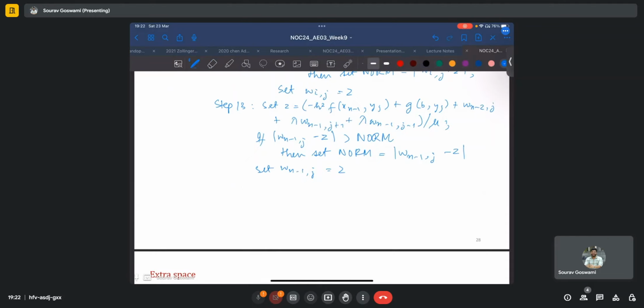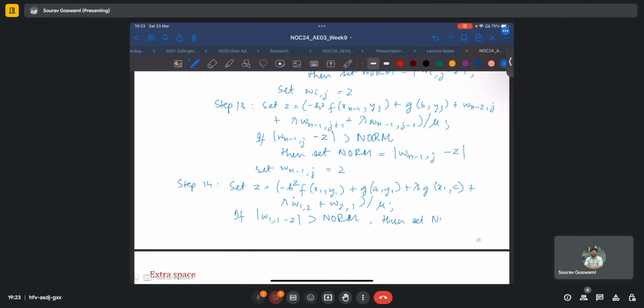Now we come out of this loop. Set z equals minus h square f of x1 comma y1 plus g a comma y1 plus lambda g x1 comma c plus lambda w1 comma 2 plus w2 comma 1, by mu, and if the absolute value of w1 comma 1 minus z is greater than the norm, we update the norm to w1 comma 1 minus z, and also update the value of w1 comma 1.